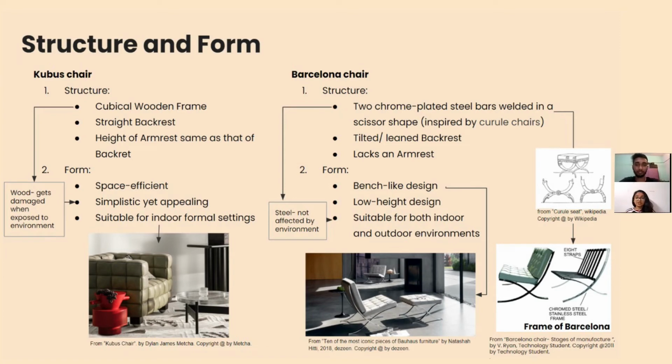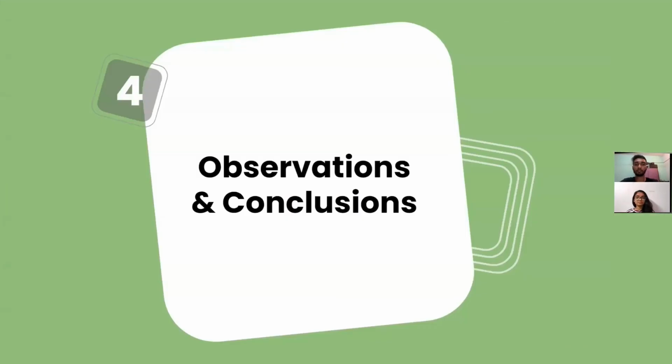The Kubus chair's cube-like structure makes it space efficient and allows it to fit in any corner of the room, while the Barcelona chair has a bench-like form which grabs viewers' attention. The Kubus chair is majorly used in interior spaces because of its cubic form, while the Barcelona chair is mostly used in lobbies, lounges, and poolsides, that is both indoors and outdoors. So, these were some of the major points of parity and differentiation which helped us to compare the two chairs.